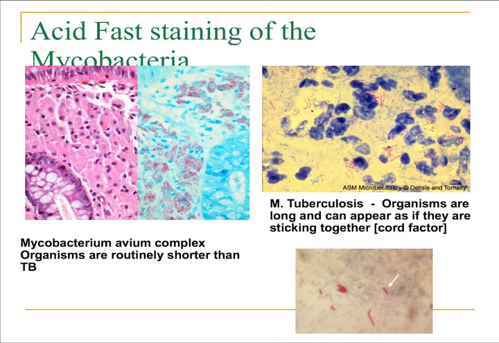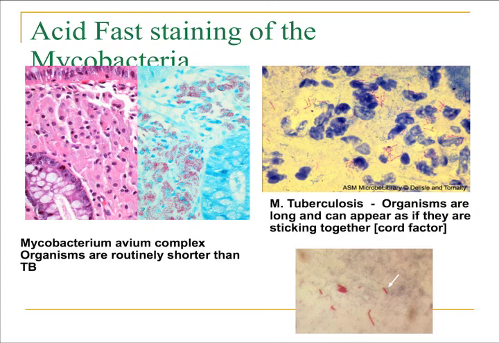You can see that the organisms are predominantly very short, and also that there are many organisms crowding in the tissue. On the right-hand side are the organisms of Mycobacterium tuberculosis. The organisms are long and can appear to be sticking together, and that is due to cord factor. For the most part, the organisms will appear more beaded and longer than those of avium complex.